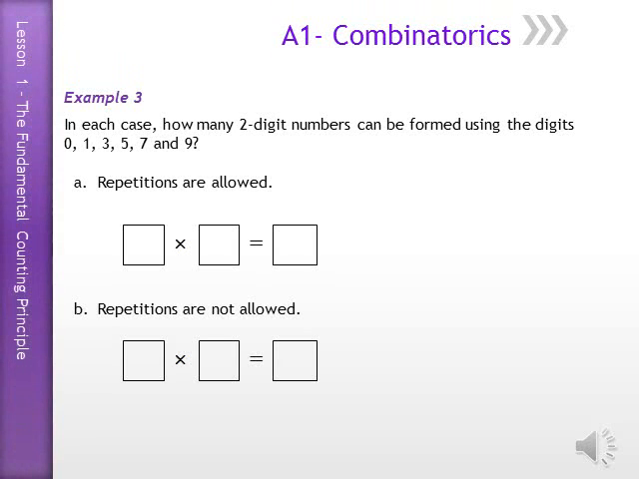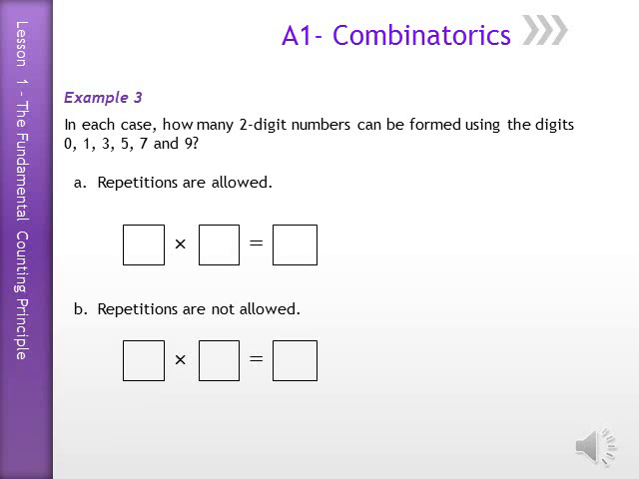Example 3. In each case, how many two-digit numbers can be formed using the digits 0, 1, 3, 5, 7, and 9? For part A, we are going to allow repetition. This means numbers like 55 and 99 are okay. Remember that a two-digit number cannot start with 0.